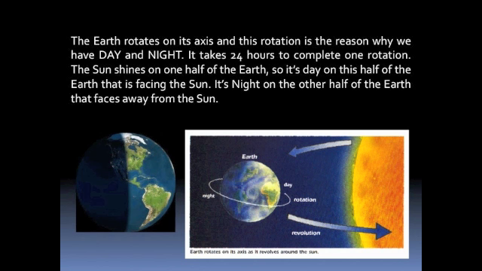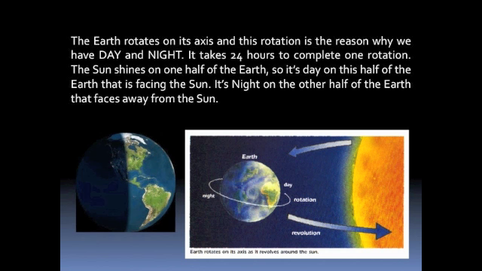The Earth rotates on its axis, and this rotation is the reason why we have day and night. It takes 24 hours to complete one rotation. The Sun shines on one half of the Earth, so it's day on this half of the Earth that is facing the Sun. It is night on the other half of the Earth that faces away from the Sun.